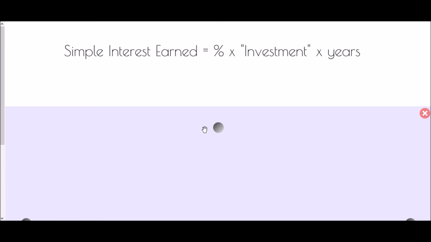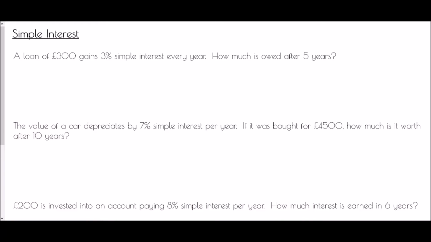So let's try that out. A loan of £300 gains 3% simple interest every year. How much is owed after 5 years? So in this case, all I want to do is just use that formula that we had, the amount of interest earned. So the simple interest earned would be the percentage, which is 3%. And all I'm going to do is make that a decimal, so 0.03. And I'm going to multiply it by the investment.